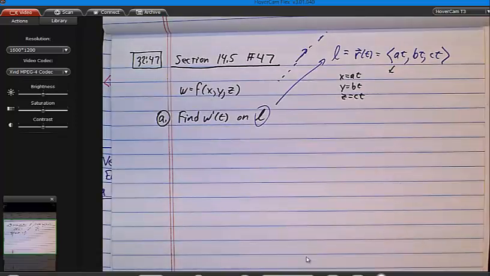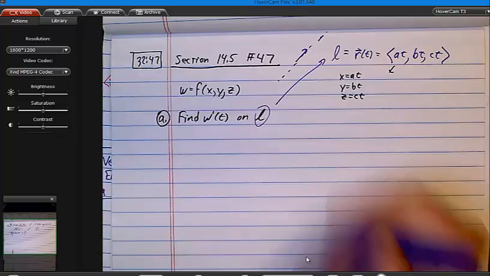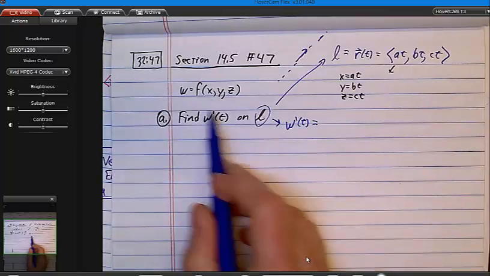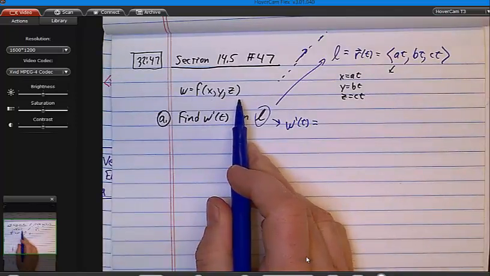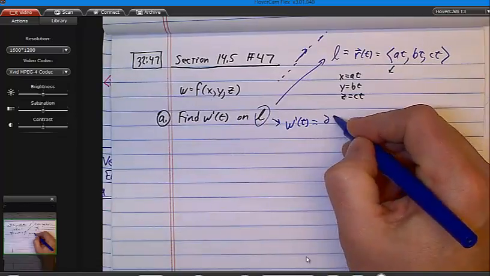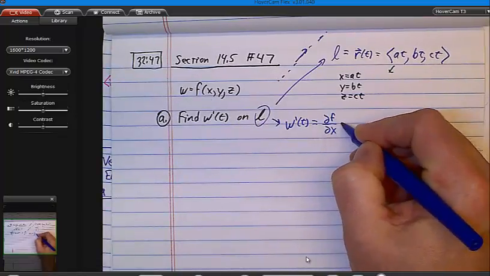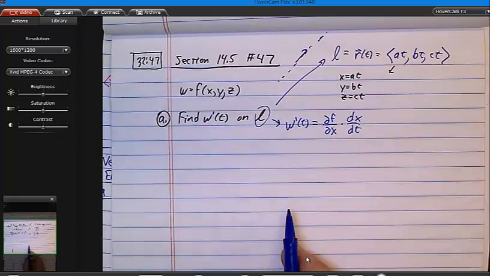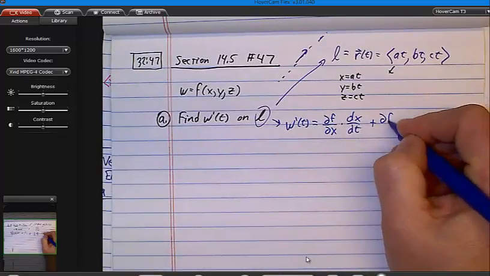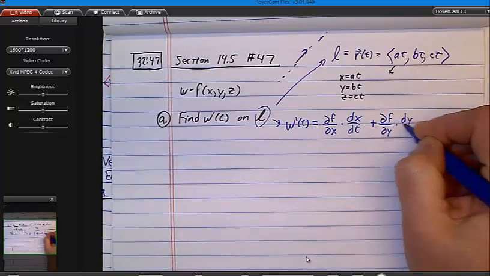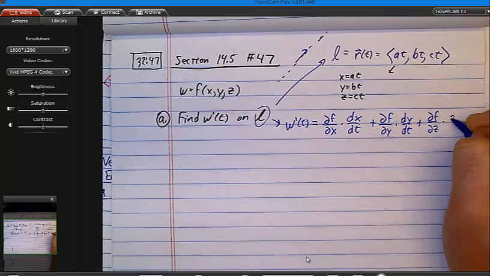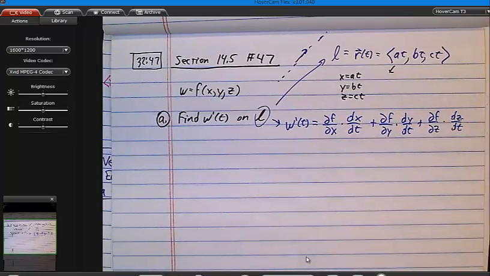So here I'll do it. All right, w prime of t. So my answer is going to be w prime of t, I know, is the derivative of this with respect to t. But by the chain rule, what is that? That's the partial of f with respect to x times dx dt. Notice I'm using straight d's here because x is just a function of t. Plus the partial of f with respect to y times dy dt. Plus the partial of f with respect to z times dz dt. Okay? So there's w prime of t.